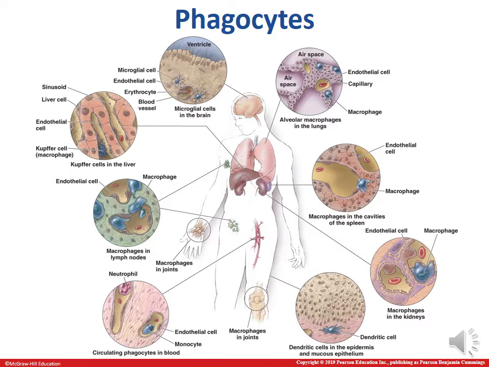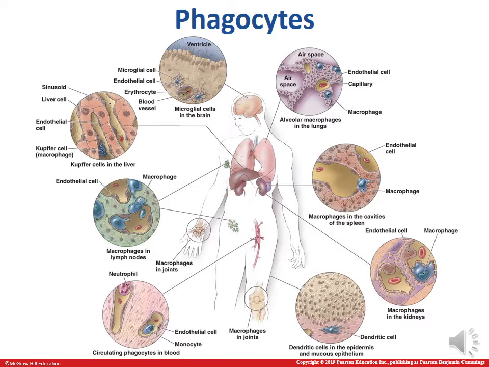In the spleen, we have macrophages. One of their main jobs, of course, is to get rid of old red blood cells that can't manage to get through the filter of the spleen. But those macrophages in the spleen can also encounter and destroy foreign particles that come through in the bloodstream, because, of course, that's what the spleen does. It filters blood. In the kidneys, we have resident macrophages to help with whatever gets filtered out there.